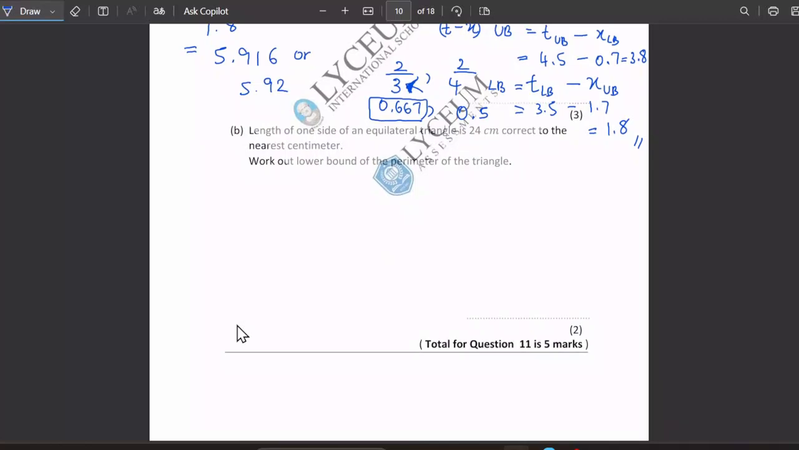Okay, then in the B part, length of one side of an equilateral triangle is 24 centimeters. Correct to the nearest centimeter. Work out the lower bound of the perimeter of the triangle. One side is 24 centimeters. We can find the lower bound and upper bound.